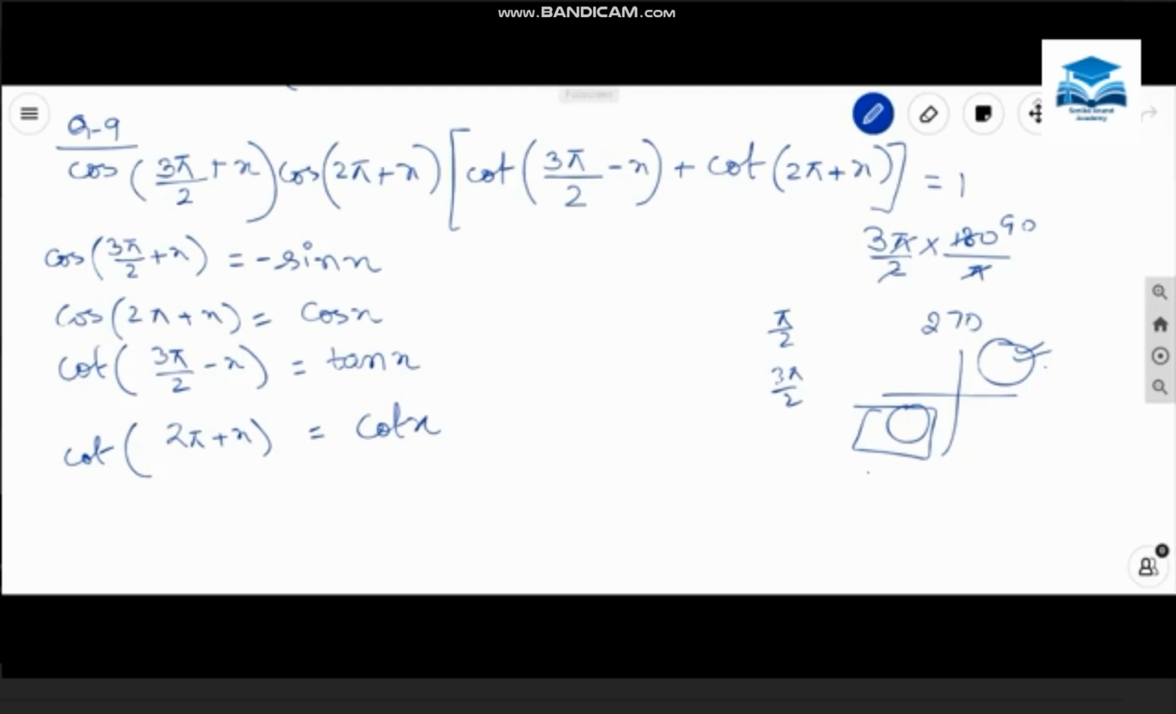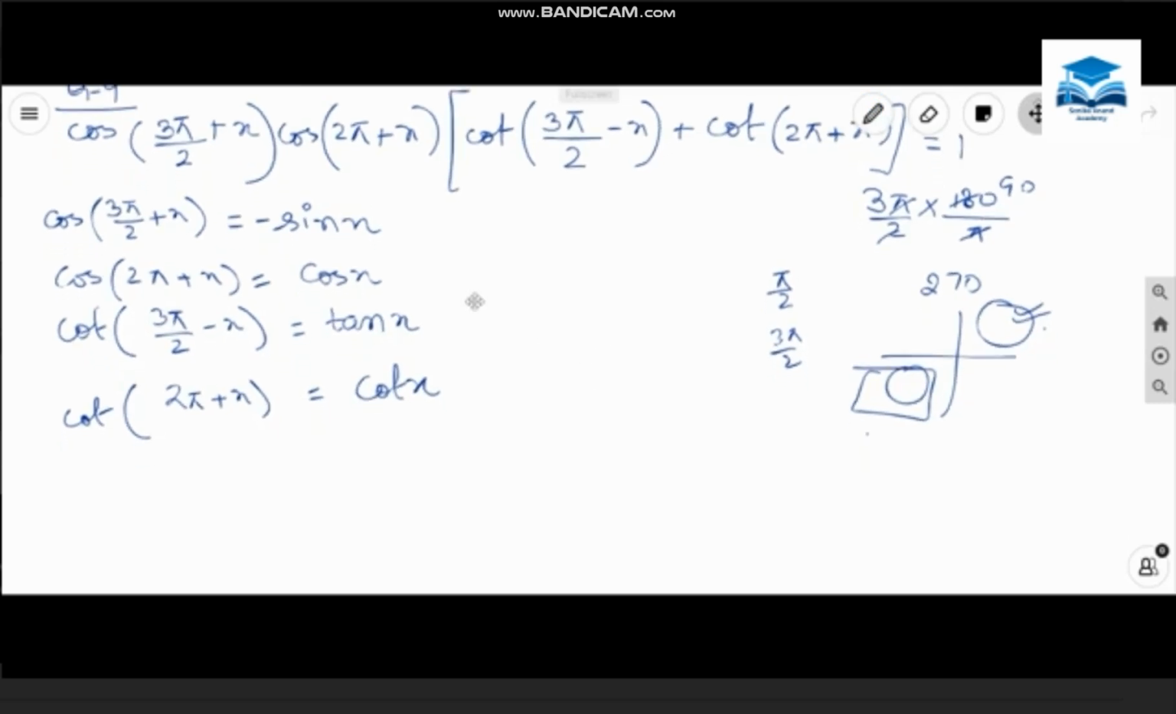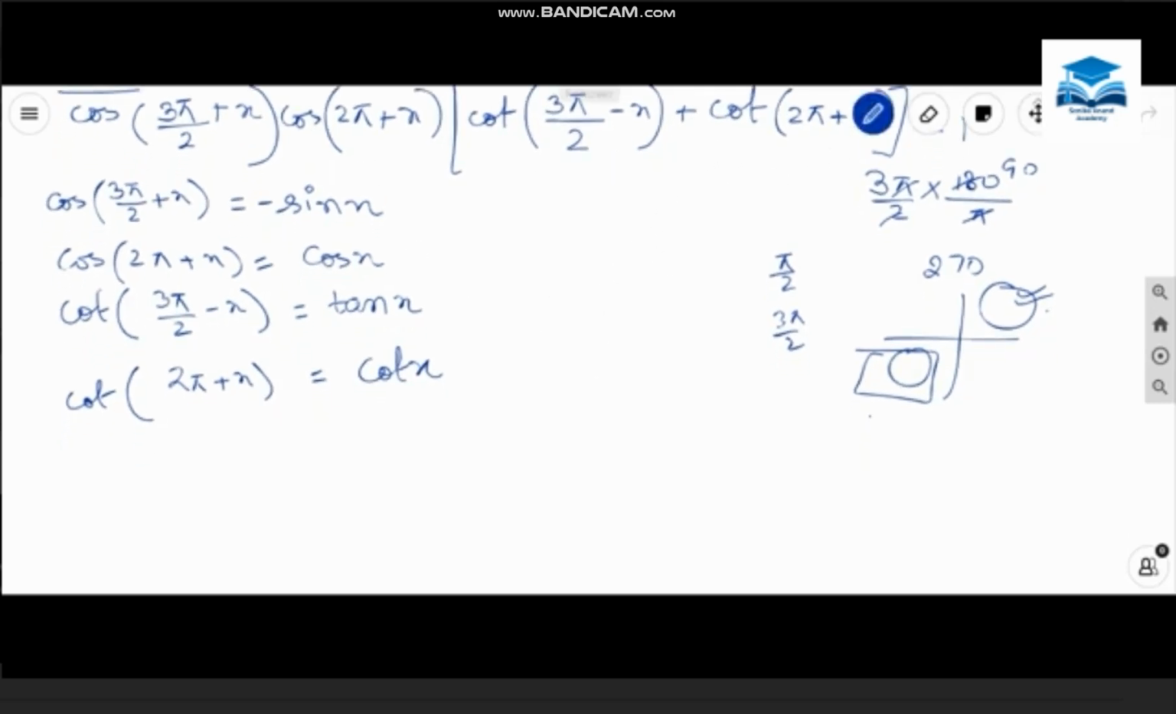Now we substitute all the different values in our equation. We have to multiply these two. We have to sum up these two. So it becomes minus sin x cos x over tan x plus cot x. Okay.